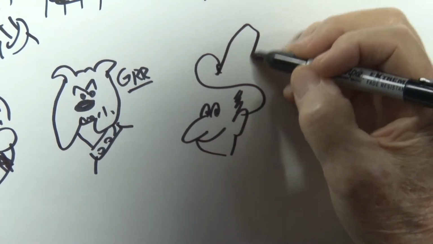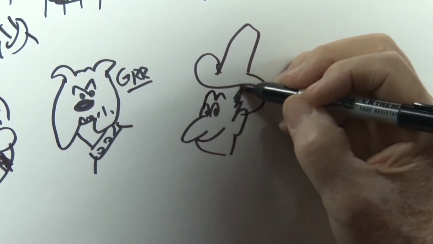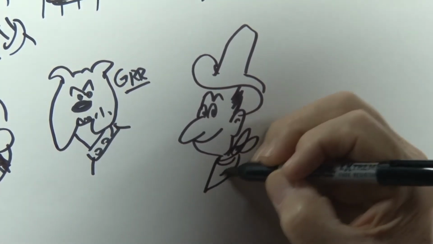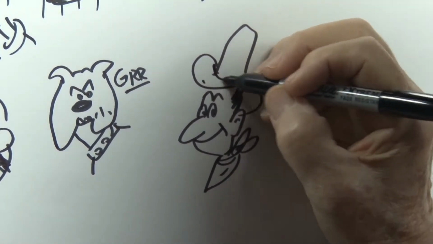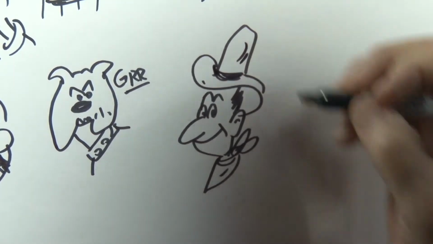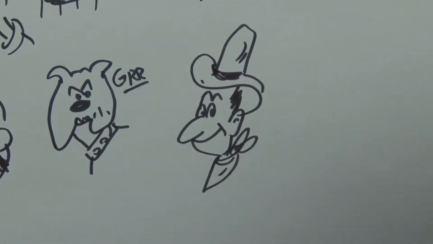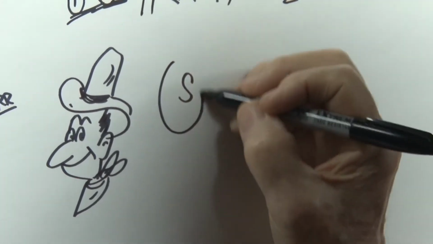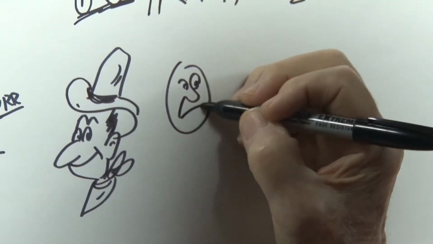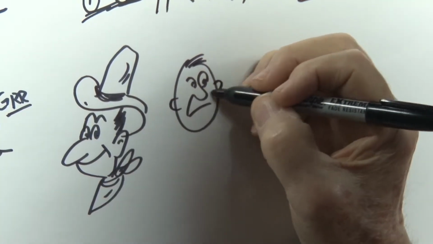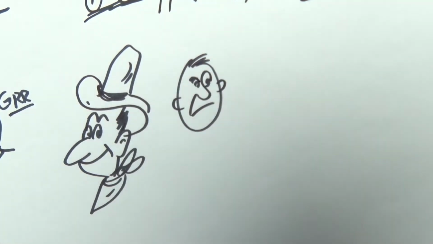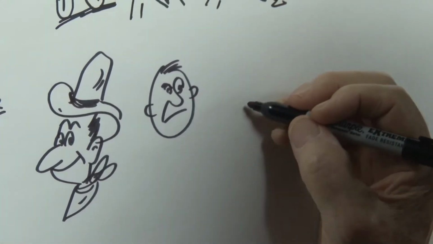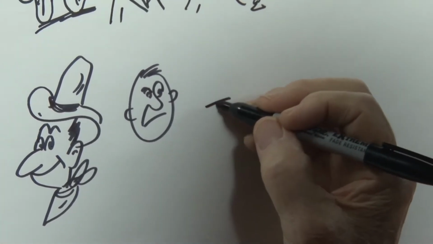S, if you take the S and slant it like that, well, here's what can happen. You can come out with a cowboy with a 10-gallon hat and a bandana. Another way to do S is this right here, eyebrows and the nose.